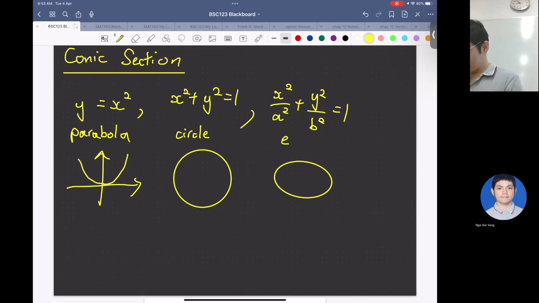What do you call that? Yeah, sun eclipse, moon eclipse. It's ellipse. Actually, ellipse has something to do with sun and moon, but later we'll talk about it a little bit. Okay, ellipse.